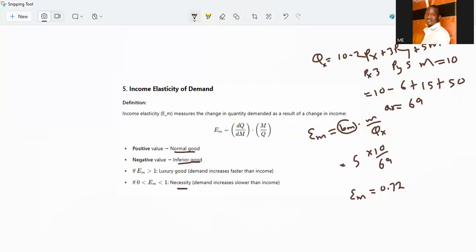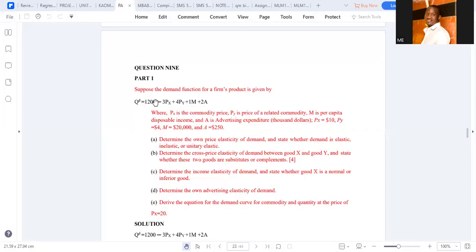So now let's look at this question here. Suppose we're given the demand function 1200 minus 3px plus 4py plus 1m plus 2a, where we are told that px is 10 kwacha, py is 4 kwacha, m is 20,000, and advertising is 250. So determine the price elasticity of demand, state whether it's elastic, inelastic, or unitary. Cross price elasticity, state whether it's complement or substitute. Income, whether it's normal or inferior. Advertising elasticity, and derive the equation. So here we've been given these parameters.